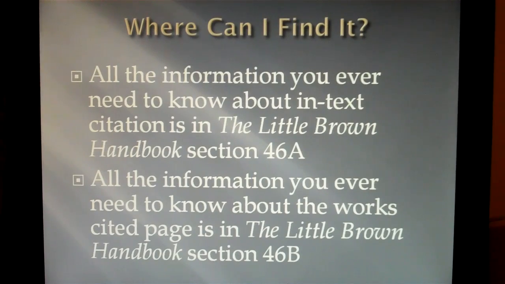All the information that we've gone over in this video is covered much more in depth in your Little Brown Handbook. For in-text citation, it's going to be 46A. For the works cited page, you'll just have to look at it. There's no way you could really memorize the format for every entry, but why would you? You have the book. It's easy to find the information. Just keep in mind the only thing you have to do is figure out what kind of source you have, and then look it up in section 46B.